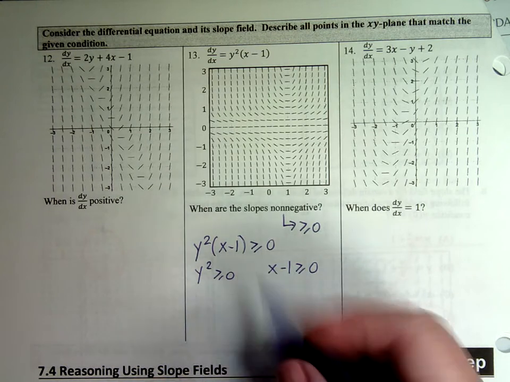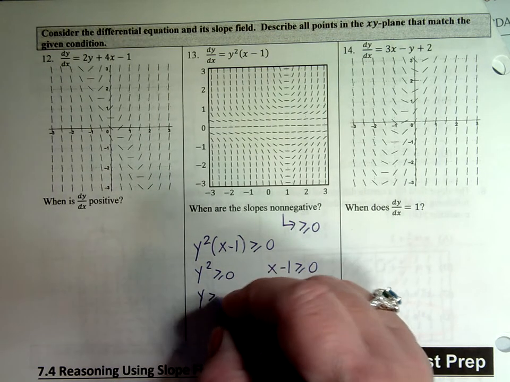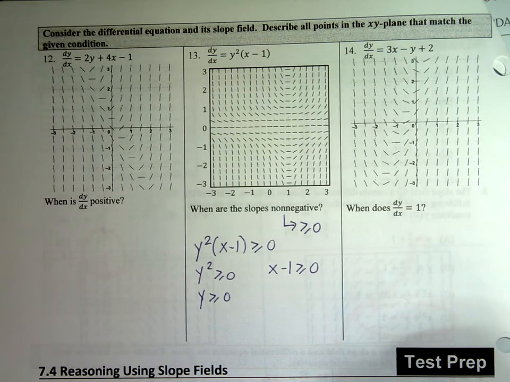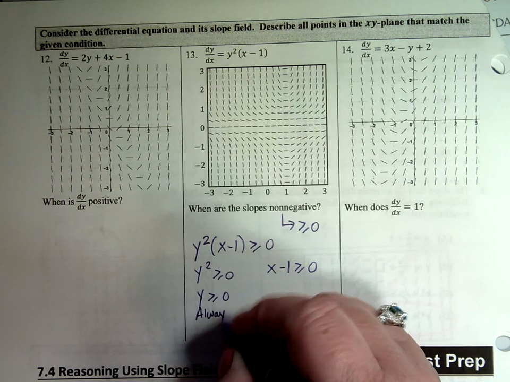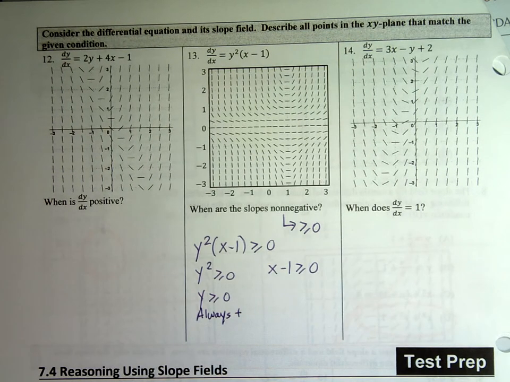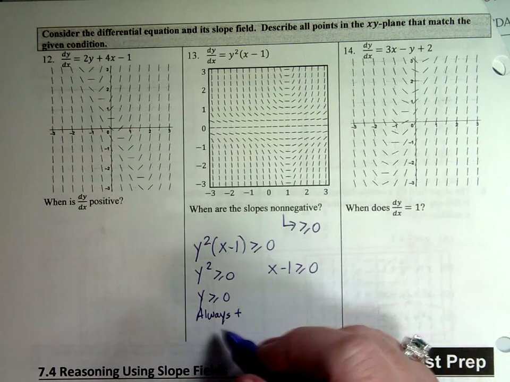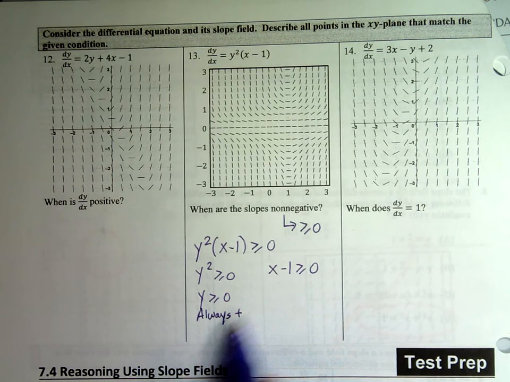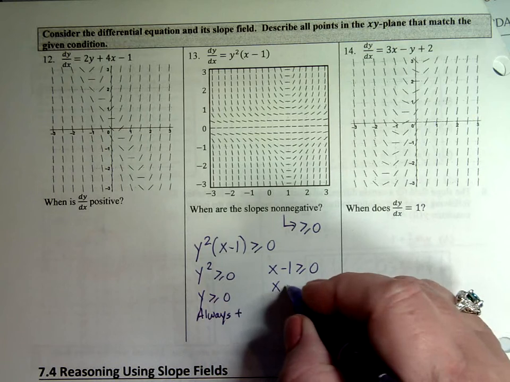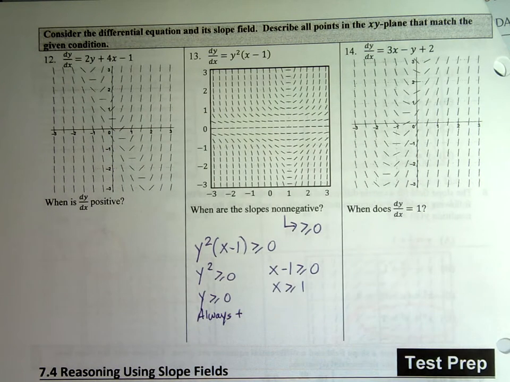All right, so I square root this, I get y is greater than or equal to 0. Which means that these are always positive. This is always positive. But this guy, so in other words, I don't need to include that in my explanation because it's always going to be a positive piece. This guy over here, x is greater than or equal to 1, that's when it's going to be positive or equal to 0.